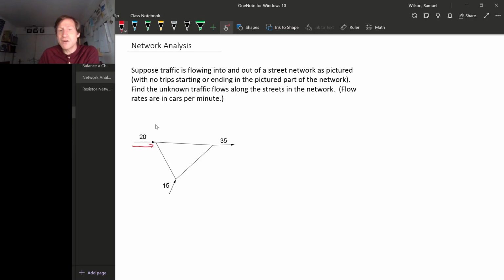So as part of this setup, I'm going to assume that there are no cars that start or end their trip in this particular part of the street system, because it takes a lot more work to model that situation, essentially. What we want to do is figure out what traffic will look like along these other streets in the grid, right? These three streets that we don't have labeled yet. How many cars per minute are flowing along those streets?